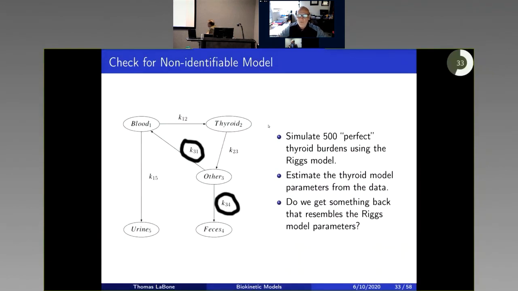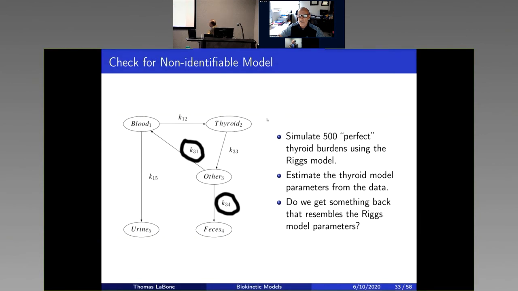And the problem that you run into is this non-identifiable model issue, and you can go through and check for that. A non-identifiable model is a model where, no matter what you change these to, they can take on very different parameter values and you get the same answer. So basically you can't come up with a unique solution to the system just given thyroid data. And that's the case for the Riggs model here.